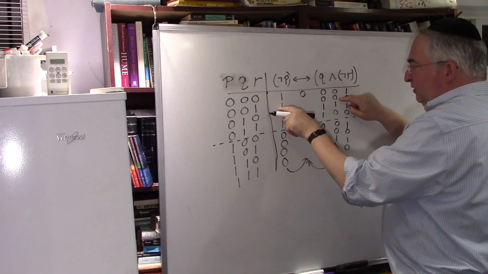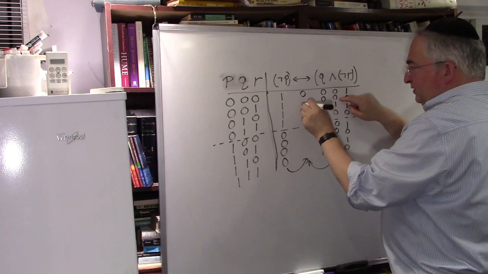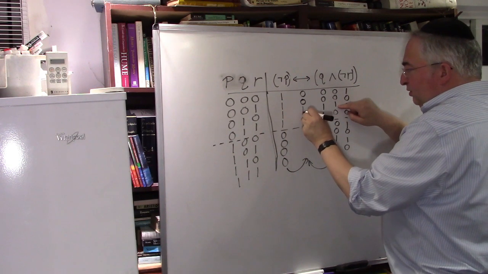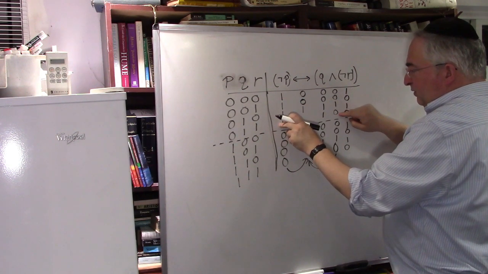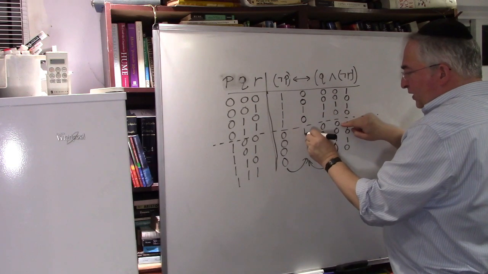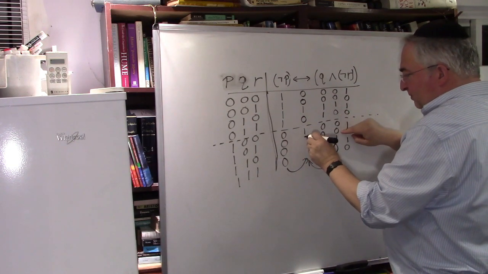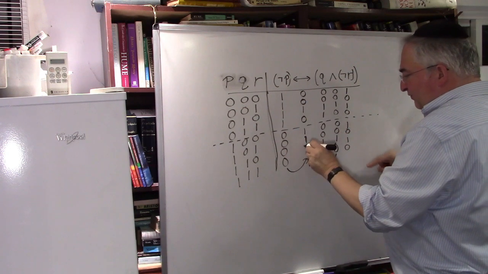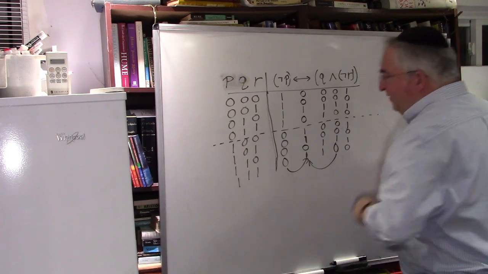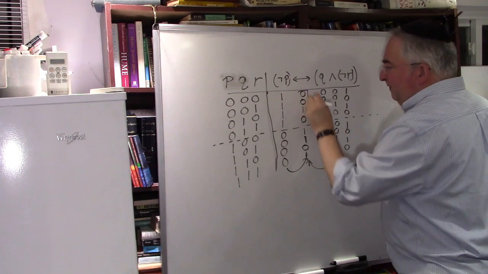1, double arrow 0 is? 0. 1, double arrow 1 is? True. 1. 1, double arrow 0 is? 0. 0, double arrow 0? 1. They're the same. They're different. They're the same. Okay, and so we get our final answer right over here.